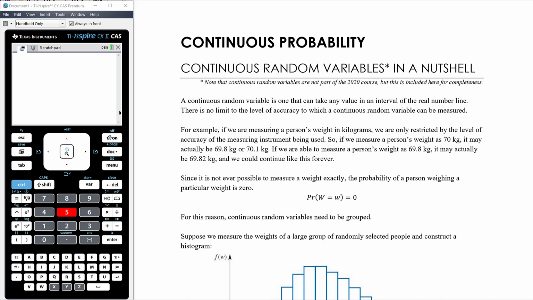So once again, like the discrete random variables video, I'm not going to expect that you complete the exercise work from this section, but I do want you to watch through the theory and to work through the examples with me.